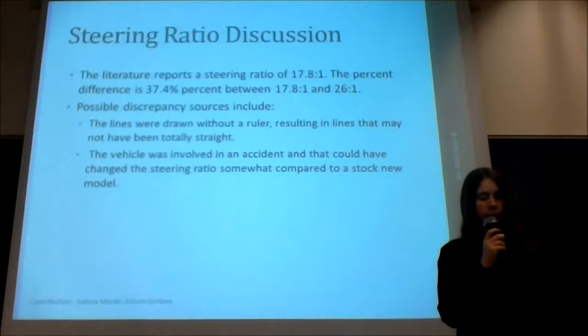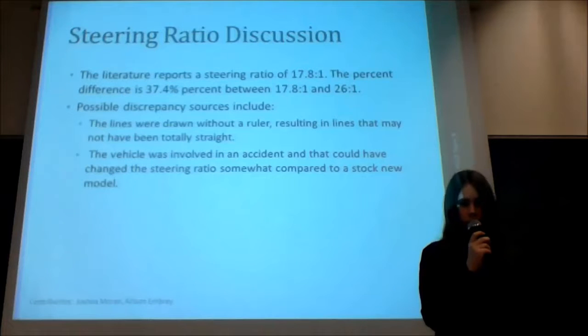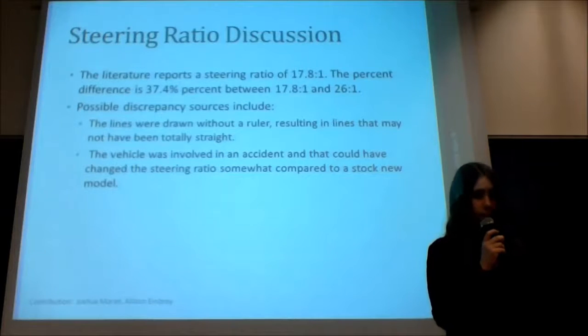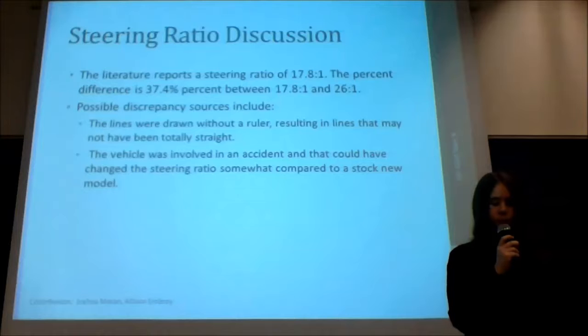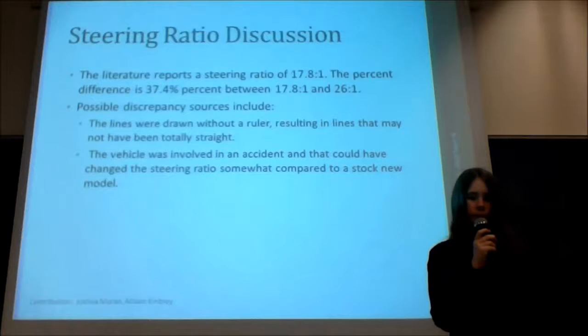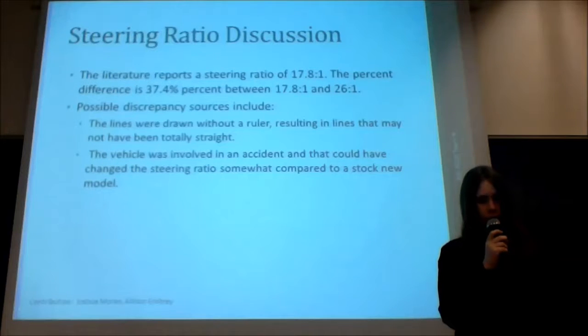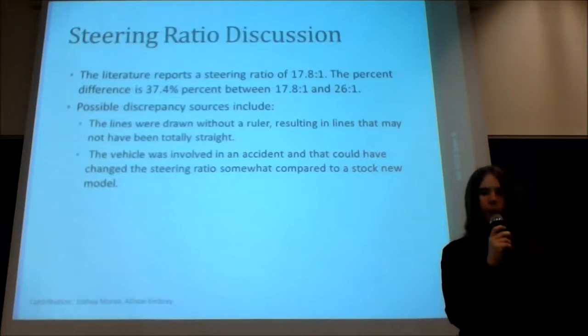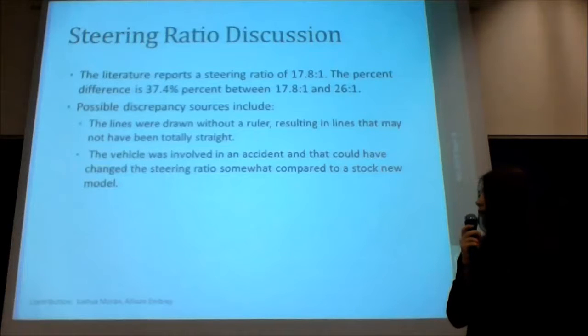So with a steering ratio of 26 to 1, literature reports 17.8 to 1. So we're 37% off. A big reason for this may be because my car, the View, was in an accident, and this may have knocked off the steering ratio. Also, the lines were not drawn straight.